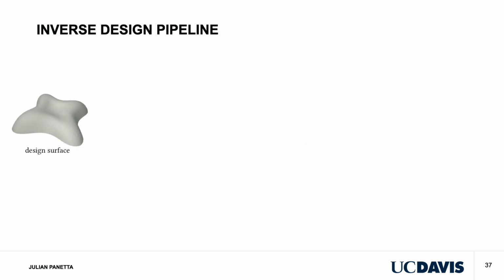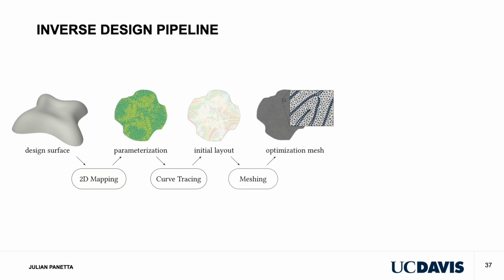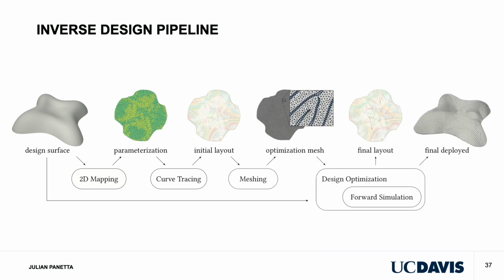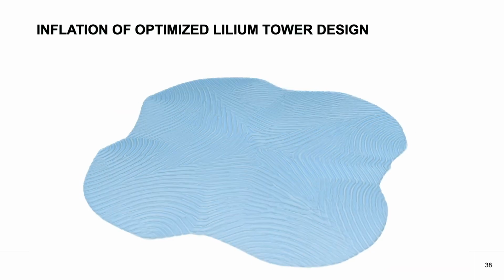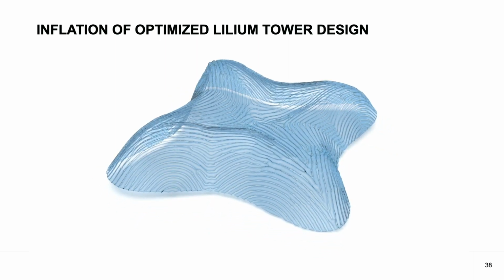We have now described all steps of our inverse design pipeline, which I will review here. Starting from an input surface, we flatten it to the plane using our parametrization algorithm. We then extract fusing curve directions and widths and use these to generate an initial curve layout and simulation mesh. Finally, we simulate the design's inflation and run our shape optimization to tightly fit to the input surface. The final result indeed inflates from a flat sheet into the target shape.